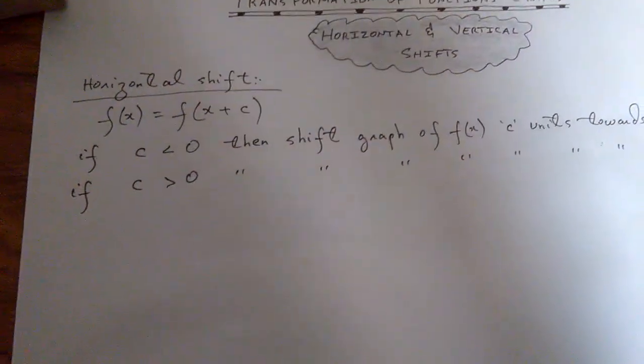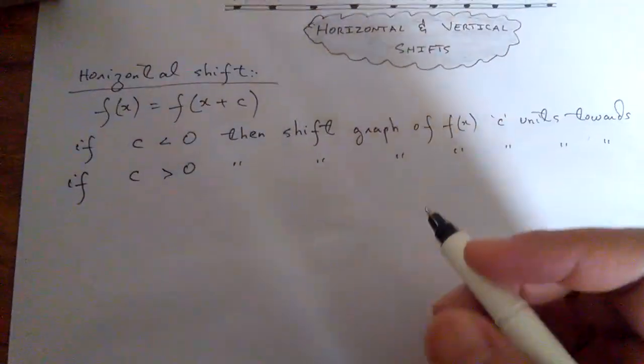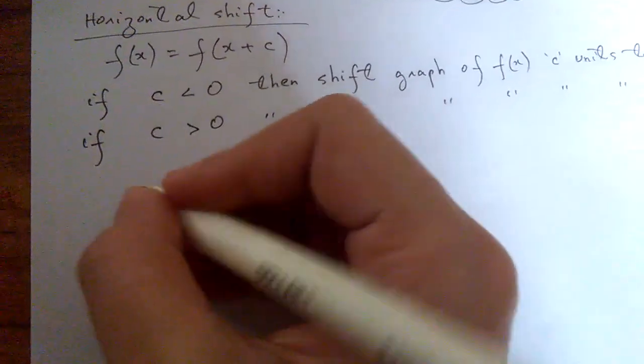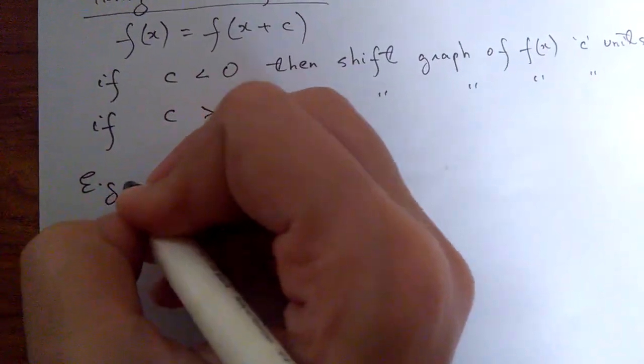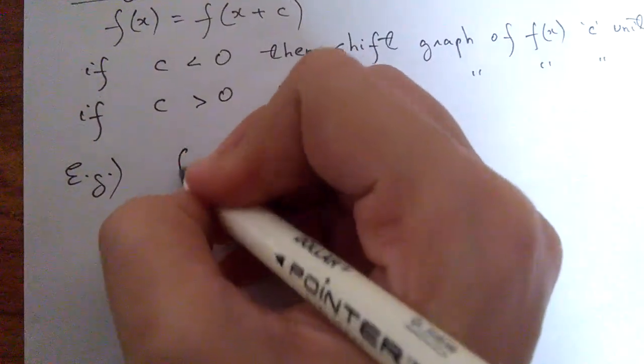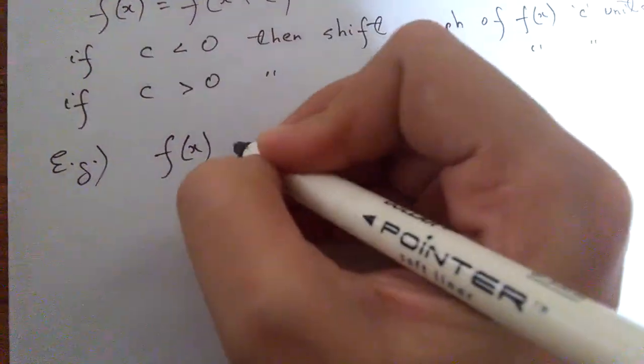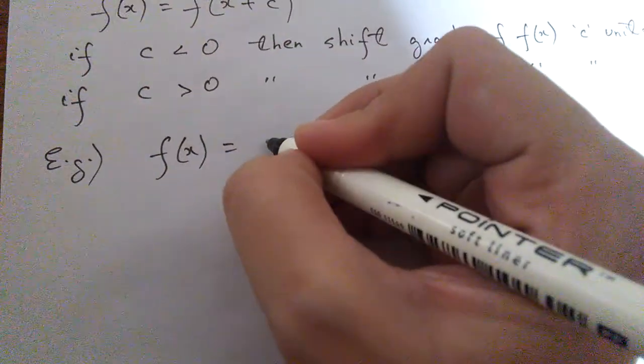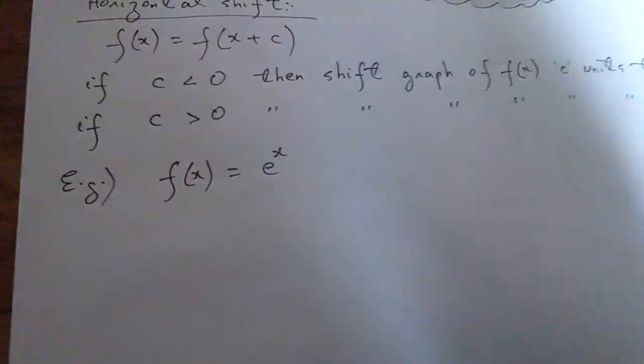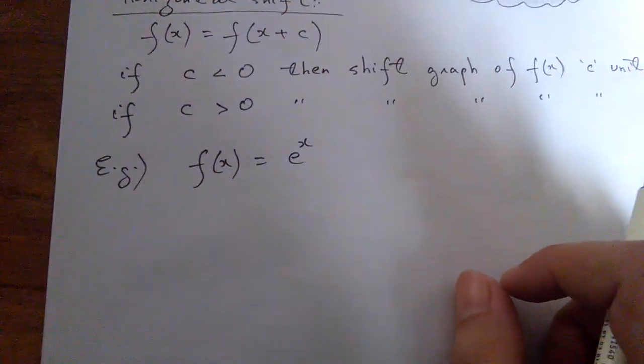Let's pick up an example related to this in order to understand it more deeply. For example, I take my f of x as my Euler exponential function. I just take it this. Okay, this is my f of x.